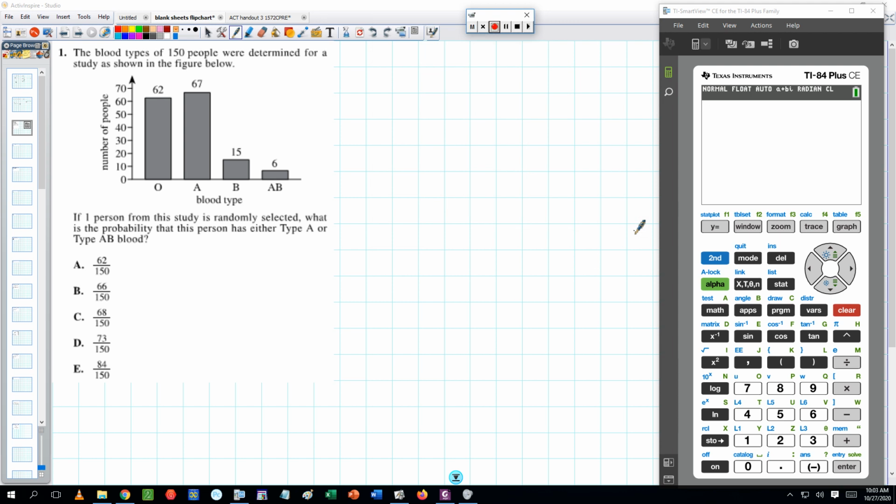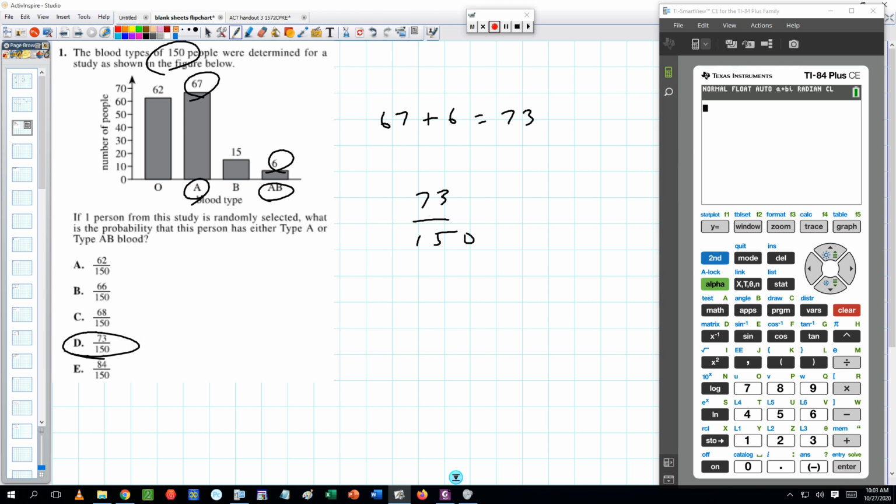Let's make a video. The blood types of 150 people are determined for a study, as shown in the figure below. If one person from the study is randomly selected, what is the probability that the person is either type A, 67, or type AB, 6? So 67 plus 6 is 73, and we're dealing with 150 people, so 73 out of 150. Our answer is D.